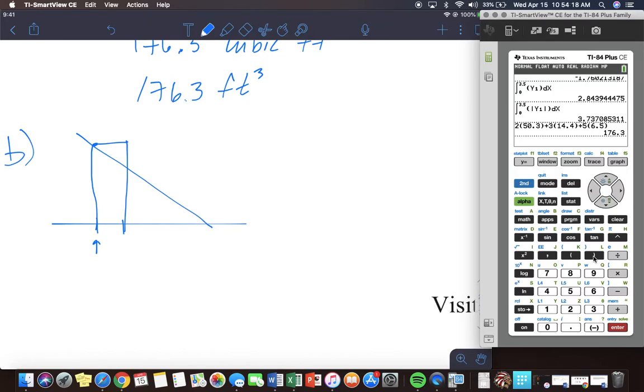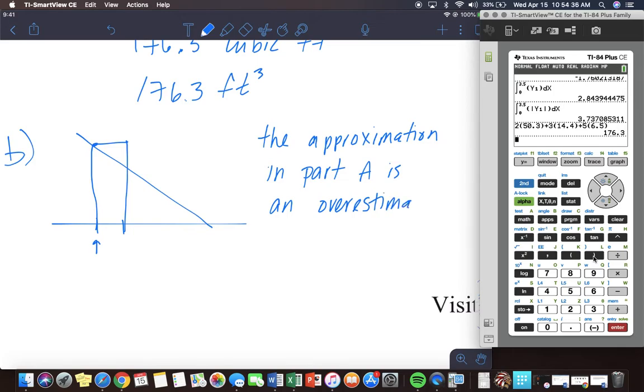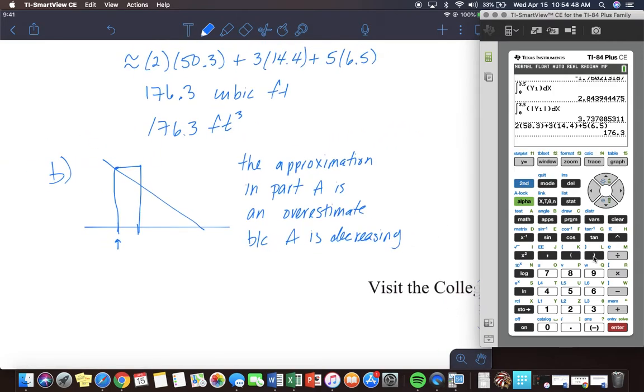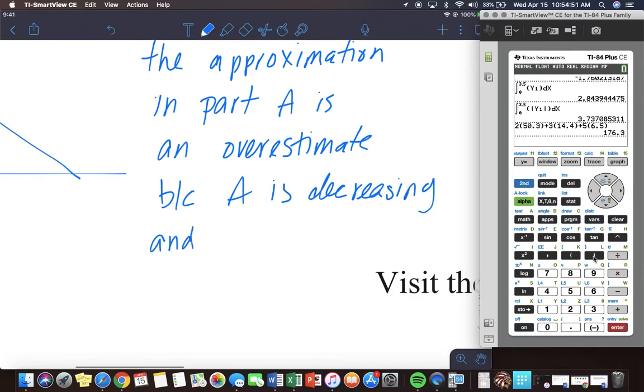Okay, so the approximation in part A is an overestimate because A is decreasing. Okay? And we could say, and a left Riemann sum is used. All right?